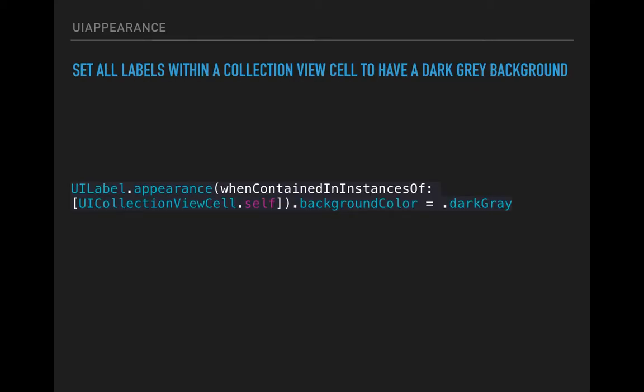And then a more complex one would be to set all labels within a collection view cell to have a dark gray background. So you do UILabel.appearance when contained in instances of, and then UICollectionViewCell.self. You can actually do multiple things there. So it's layers deep. If you had another view on top of that you wanted it to be within, you could do multiples within there.